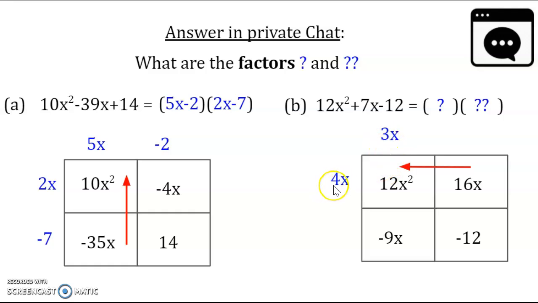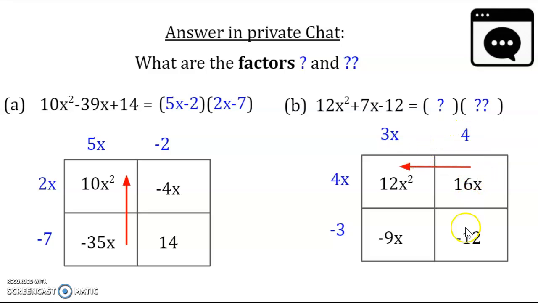Now that we figured that out, what is this number going to be? 3x times what is negative 9x? It's going to be negative 3. Now we're looking for the very last missing number. So 4x times what is 16x? This has to be plus 4.